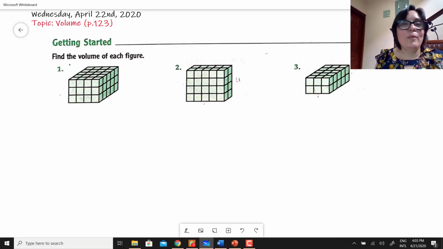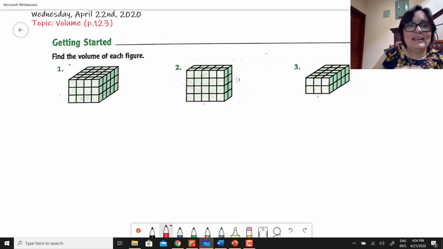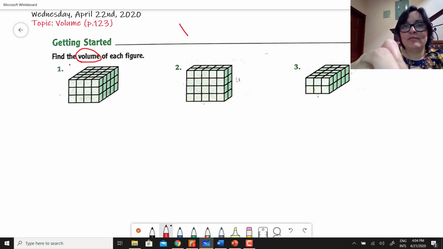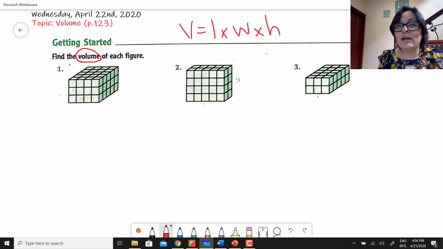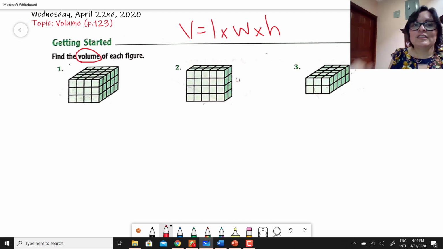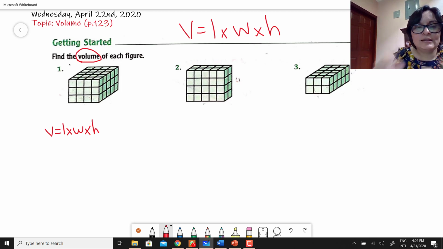Okay, so open your books, page 123, and we have 3 exercises that we are going to do right now. And it says, find the volume of each figure. So let's remember, I'm going to write the formula of the volume here: L times width times height. That is the formula for volume. So let's write it in here. Volume for number 1 is L times width times height.